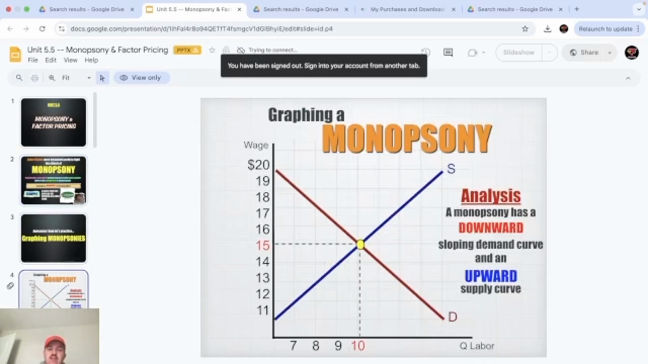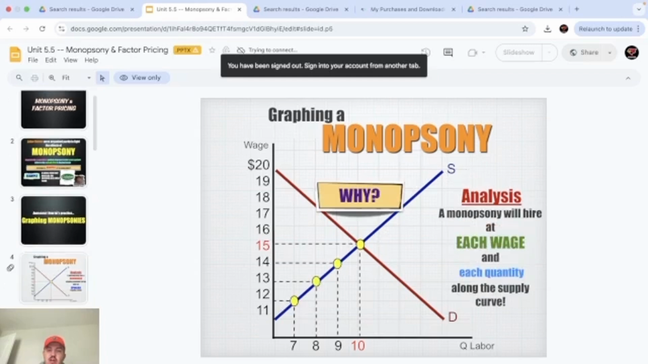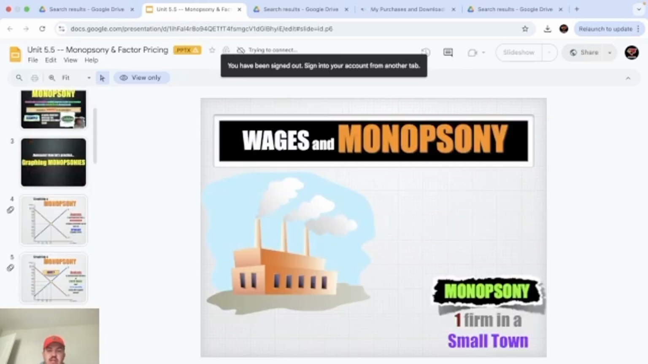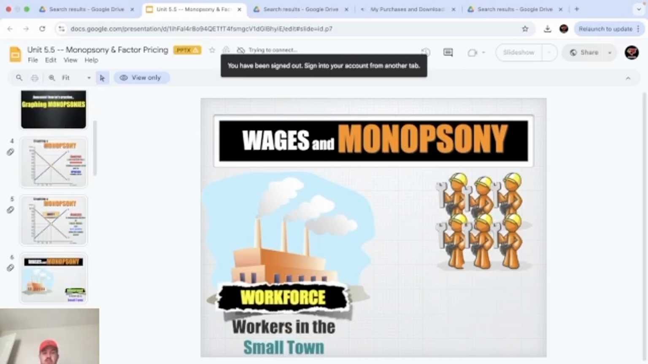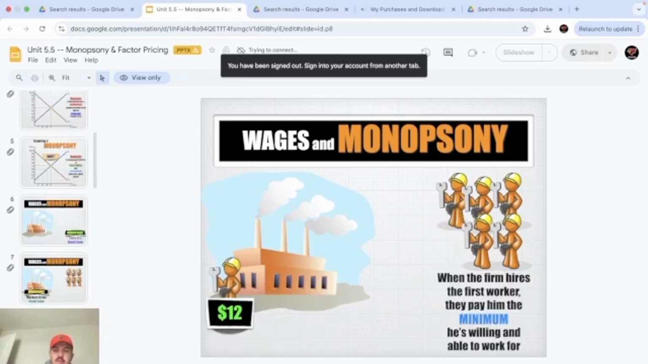Okay, let's take a look at graphing monopsonies and what it looks like. A monopsony has a downward sloping demand curve, an upward sloping supply curve. They're going to hire at each wage and each quantity along the supply curve. So here is what that looks like. Okay, they're going to hire all of the workers. So here's the workers in a small town, and I'll explain this a little bit more once we get into the sheet. But the firm hires its first ever worker, and they are going to pay him the minimum he's willing and able to work for at $12.